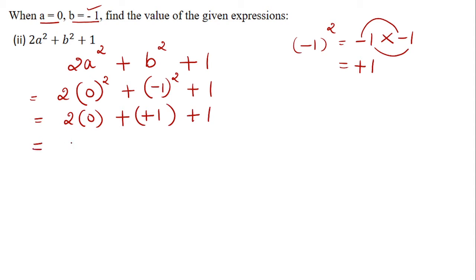So this is plus 1 and plus 1. This is equal to 2 into 0 is 0. Plus into plus is plus 1 and plus 1. So 1 plus 1 is 2.